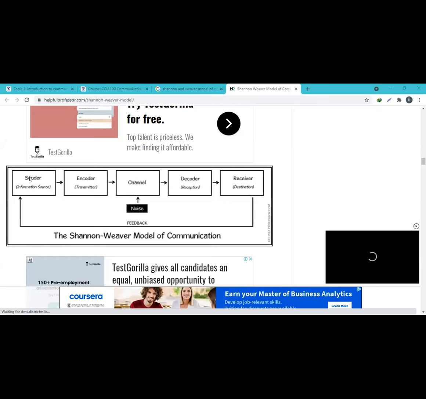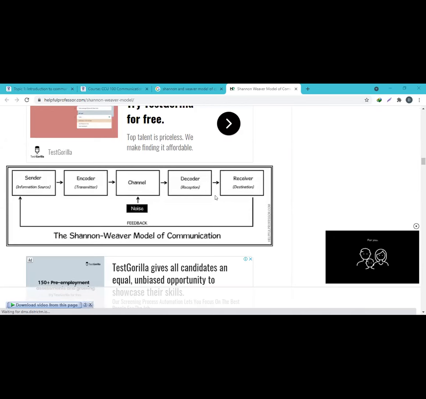Now let me share my screen. I think I've gotten it from the internet. Shannon and Weaver. I hope everybody can see that. Shannon and Weaver, we can see there is the sender. This is the process of communication. You can see there is the sender, there is the encoder, there is the channel, there is the decoder, there is the receiver, there is noise, and there is feedback.